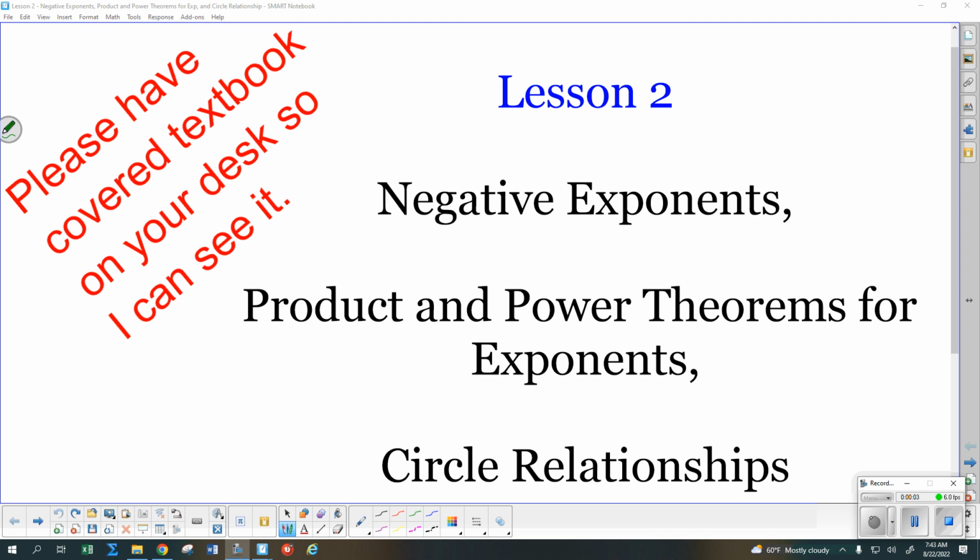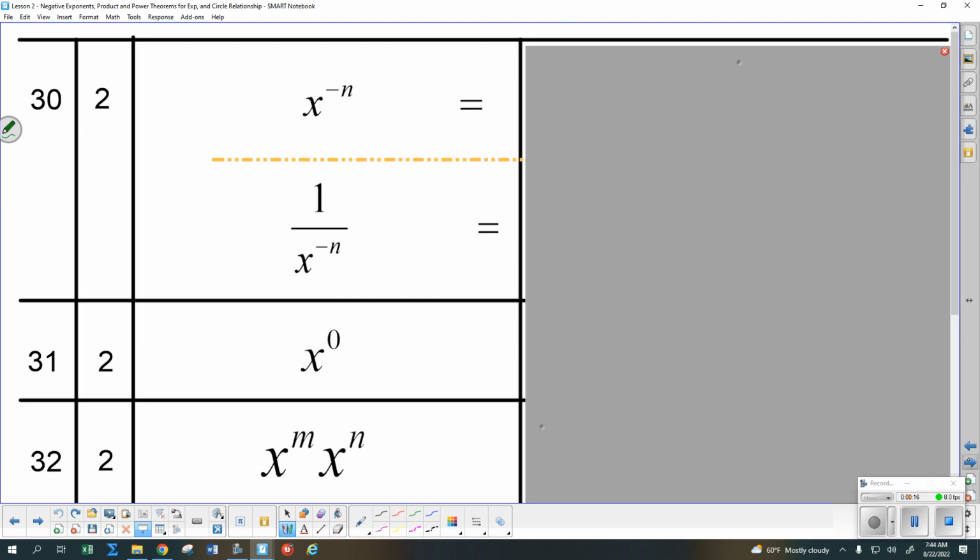So lesson 2, we are talking about exponents and how we simplify various exponents. And then we'll be solving some circle problems. While I pick up your papers, you can start writing down the left-hand side on these formulas and thinking about what you remember of what those are each equal to.